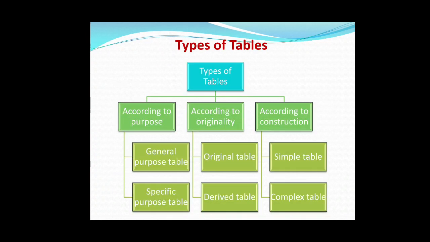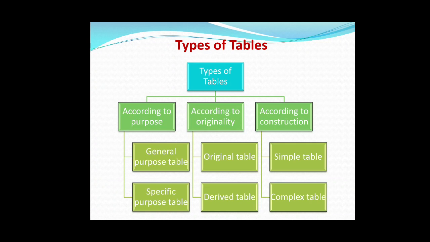Now coming to the types or kinds of tables. Dear students, there are three bases of classifying a table. Number first, according to purpose. Number second, according to originality. And number third, according to construction.